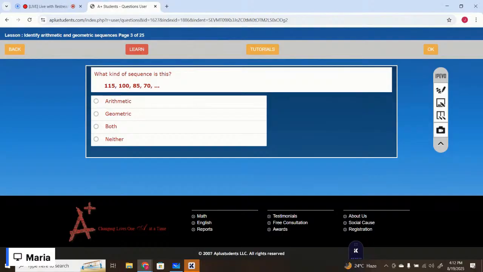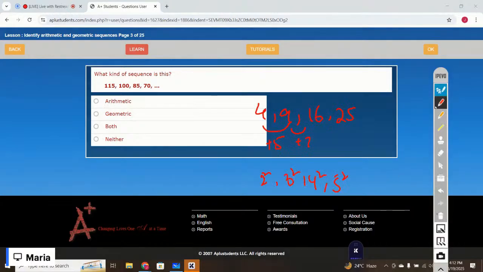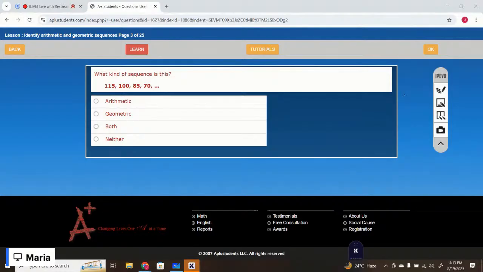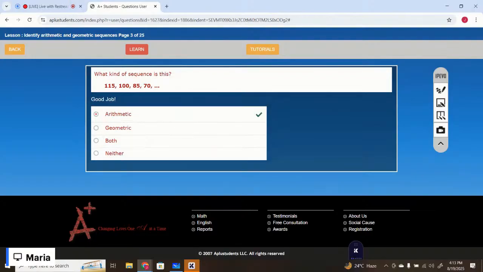What kind of sequence is this? 115 minus 15 is 100. 100 minus 15 is 85. And 85 minus 15 is 70. So we are subtracting the same number over and over again, right? Adding or subtracting the same number means the sequence is arithmetic. So option number one is the correct option. Arithmetic sequence it is.